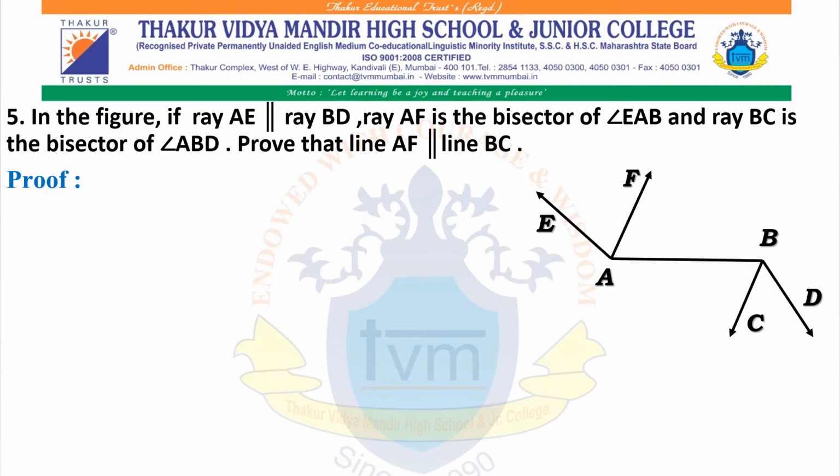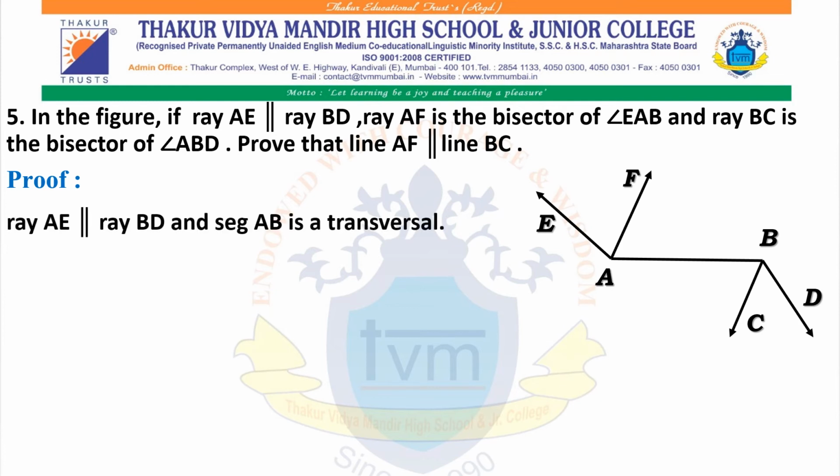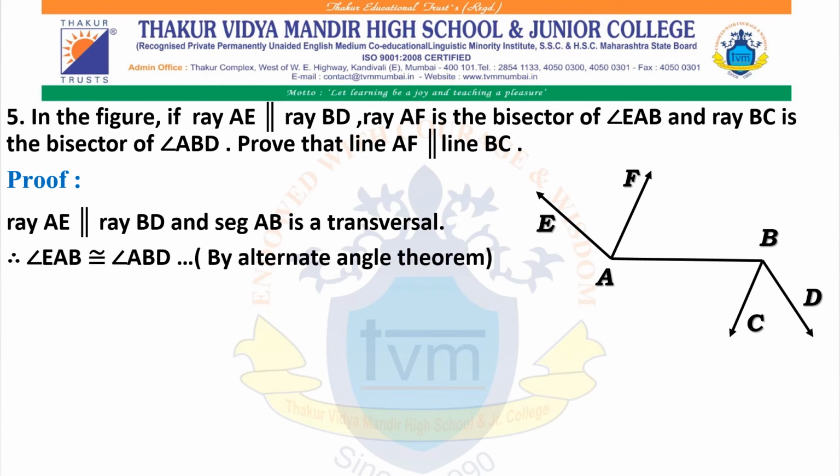Now we have question number 5. In the figure, if ray AE is parallel to ray BD, ray AF is the bisector of angle EAB and ray BC is the bisector of angle ABD, prove that line AF is parallel to line BC. Let's see the proof of this question. You can see that ray AE is parallel to ray BD and segment AB is a transversal. Therefore angle EAB is congruent to angle ABD by the alternate angle theorem, right?